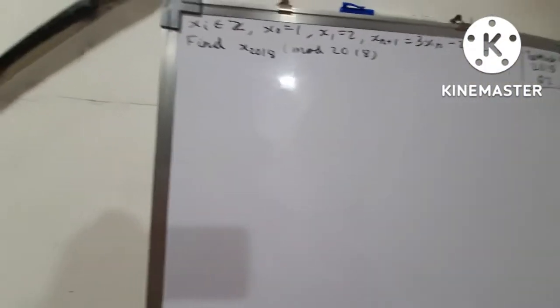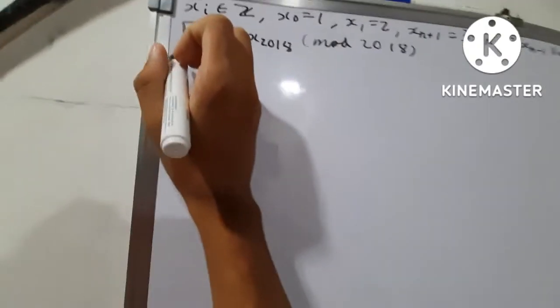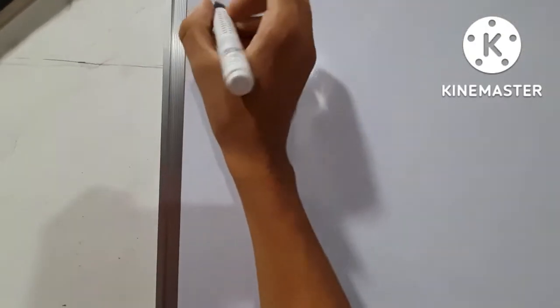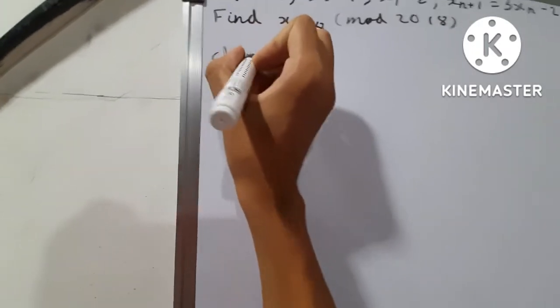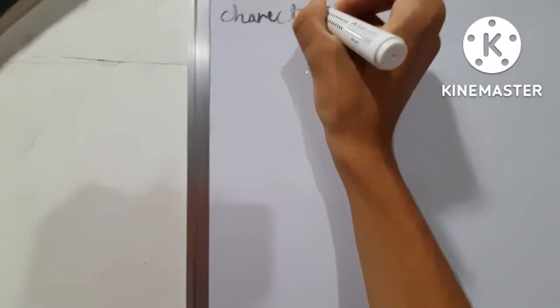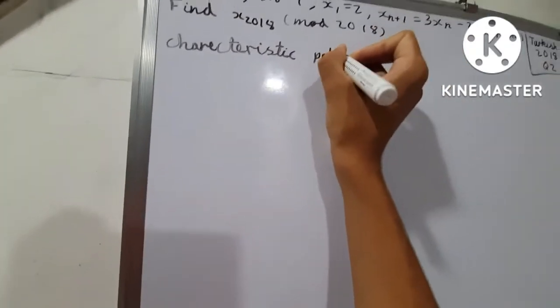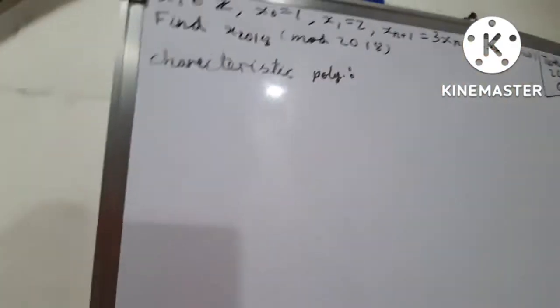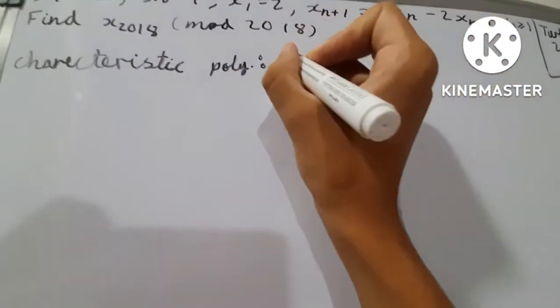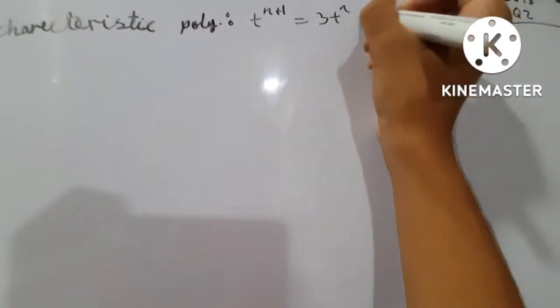So we've been given the sequence. First we're going to do the characteristic polynomial. English isn't my first language, so I might spell this wrong. I'm not going to write everything out, but that's going to be t^(n+1) equals 3 times t^n minus 2 times t^(n-1).